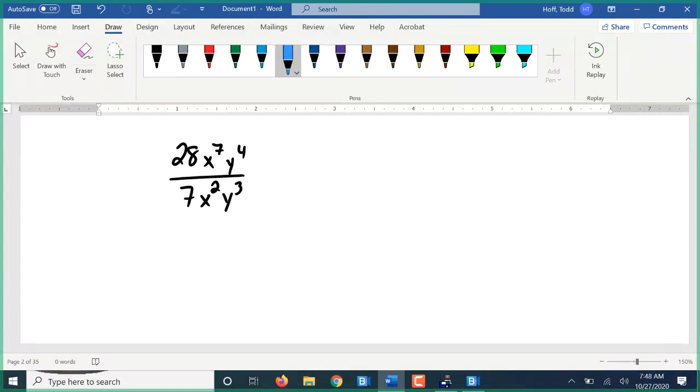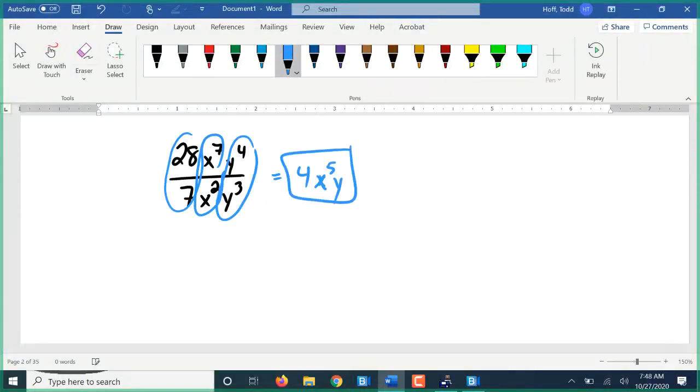So we divide the counts. 28 divided by 7 is 4. Then we do each name. X to the 7th divided by x squared. 7 minus 2 is 5. That's x to the 5th. Y to the 4th divided by y to the 3rd. 4 minus 3 is 1. So that's y to the 1 or just y. So 4x to the 5th, y.